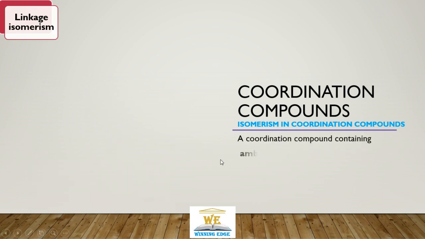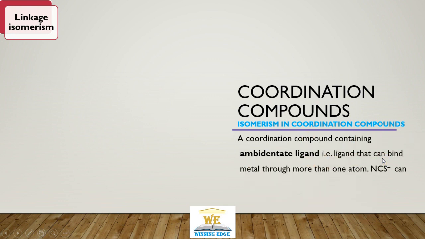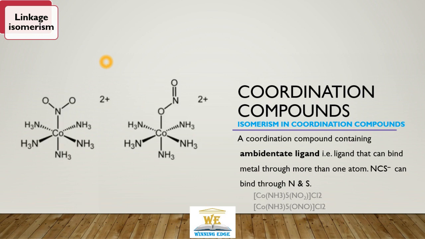What is it? A coordination compound containing an ambidentate ligand that can bind the metal through 2 different atoms, like thiocyanate and isothiocyanate. Like the nitro group that can bind to nitrogen as well as to oxygen. So it's linkage isomerism exhibited by ambidentate ligands. This is a nitro complex, this is an oxygen-bound nitro group. So these two are linkage isomers.